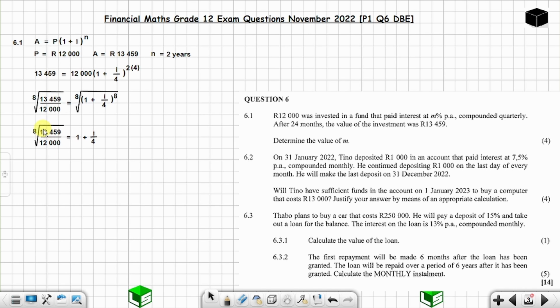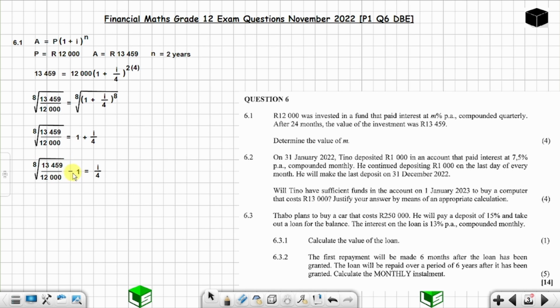Now let's carry on. You can take the one to the left. When you take the one to the left, you are going to have this minus 1. This is equal to I over 4. So now you have this.